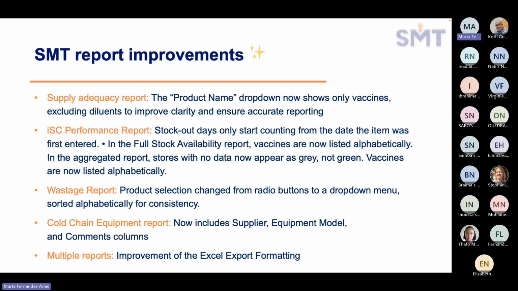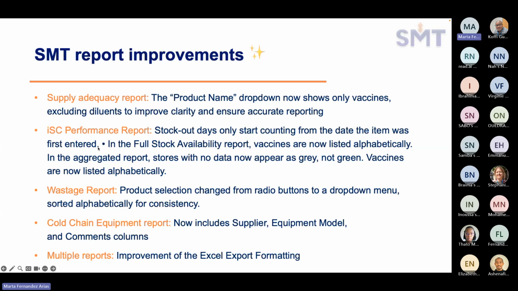But this can be a bit misleading because in reality, it's not that I had a stock out, it's that I didn't start using the eSMT, so the information was not there. So we have changed this now. The stockout days report starts counting from the day when you first enter the first data point. Before, you are going to just see gray, meaning data is not available. And then from that point, you will be able to see either available or stock out. Okay. Other minor changes that we have implemented now in the full stock availability reports, the vaccines are listed alphabetically.